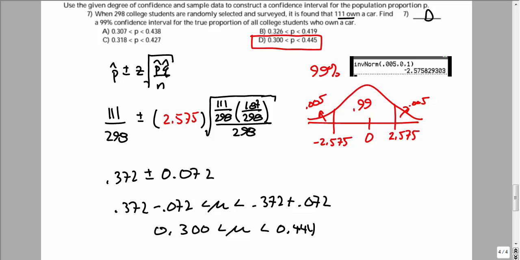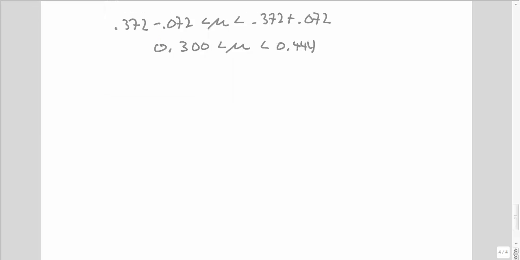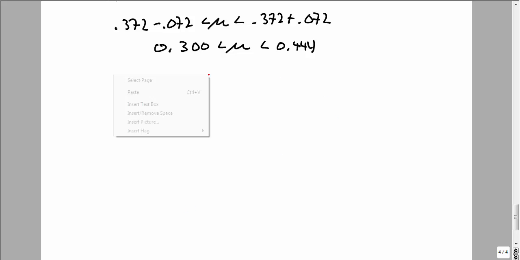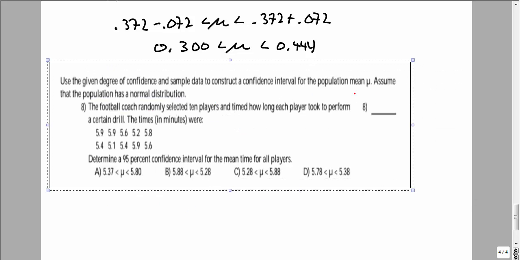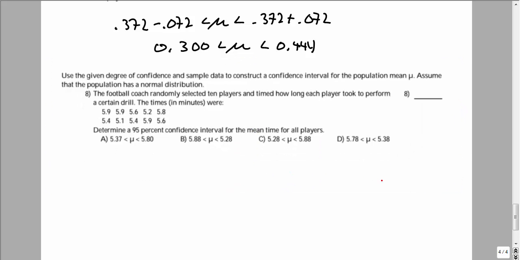Okay, let's go ahead and look at number 8. Now on number 8, I'm given raw data. So from this raw data, I'm going to have to punch those into my calculator into a list and find mean and standard deviation based on a sample. They're not based on a population, so we have to make sure that we understand we're working with X bar and S here, and not mu and sigma like we have in the previous problems when we're talking about the mean. So this one says use the given degree of confidence and sample data. So right away we know we're working with a sample because we have sample data to construct a confidence interval for the population mean mu. It says assume that the population has a normal distribution.